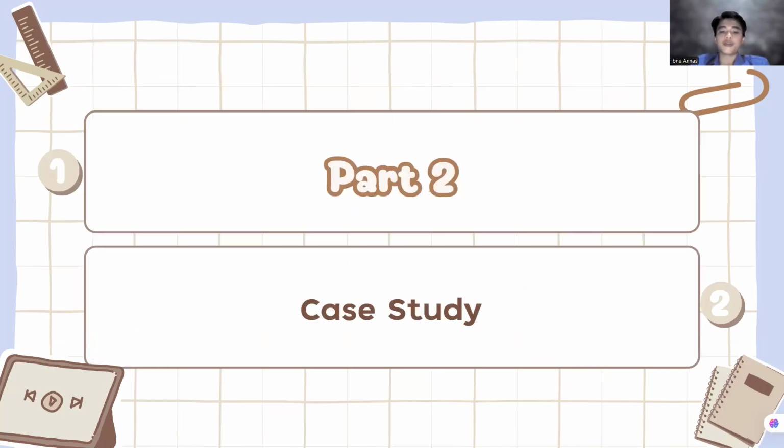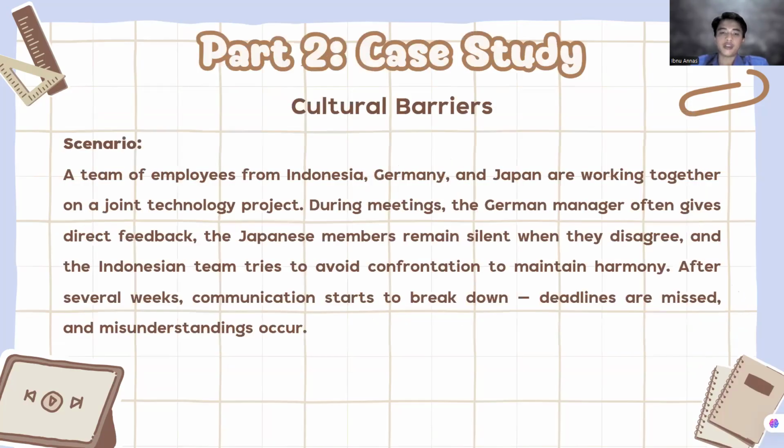Now, we already talked about part one, so let's head to part two. It's about the case study. The first case study is about cultural barriers. From the scenario, a team of employees from Indonesia, Germany, and Japan are working together on a joint technology project.